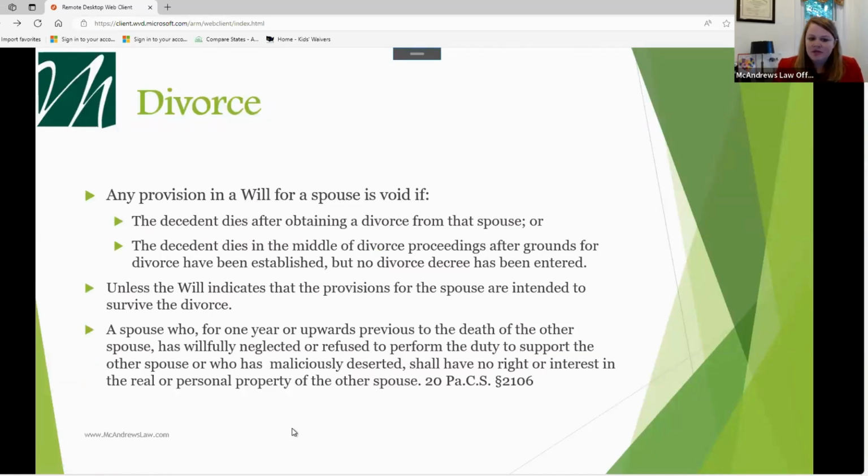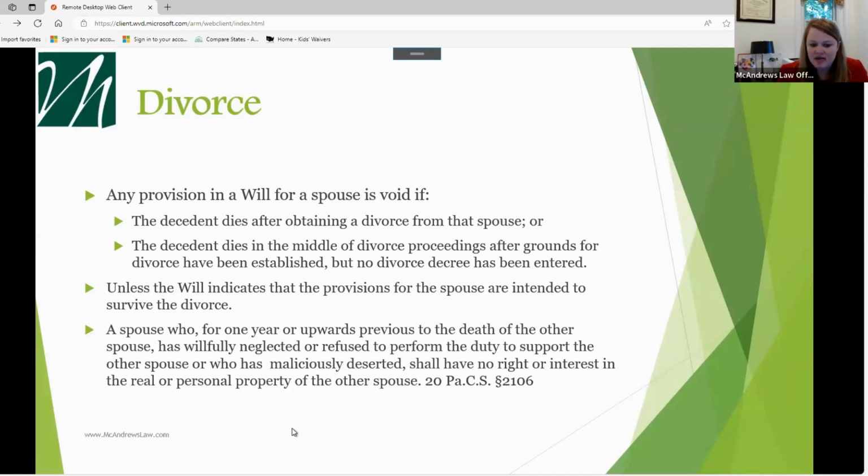What happens if I have a will, but I am getting divorced, or I am already divorced and I didn't change my will? Any provision in a will for a spouse is void if the decedent dies after obtaining a divorce from the spouse, or if you're in the middle of the divorce proceedings after the grounds have been established, but no divorce decree has been entered, unless the will indicates that the provisions for the spouse are intended to survive the divorce.